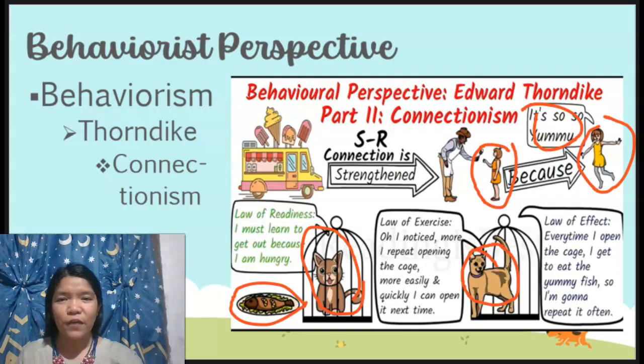So, law of effect. What is the effect of the cat's opening the cage? It gets to eat the fish. So, it repeats the action of opening the cage. That is the implication to teaching. We must be selective of our motivating agents in order for us to condition the connection between the stimulus and response.